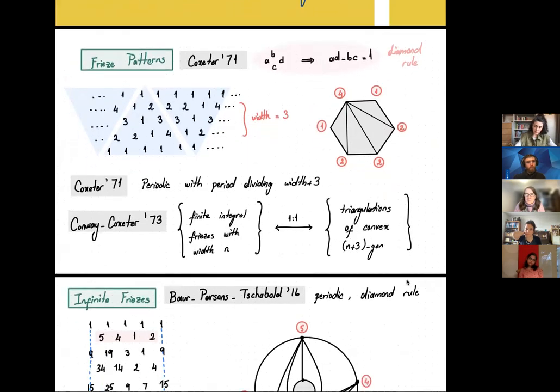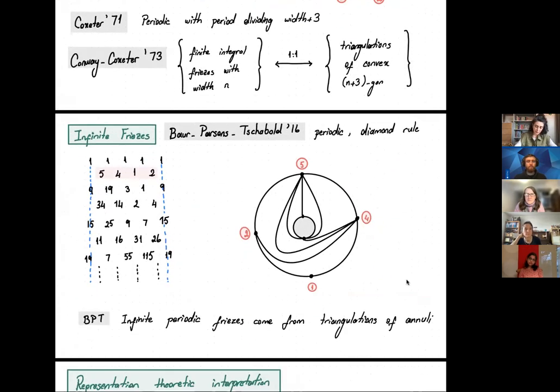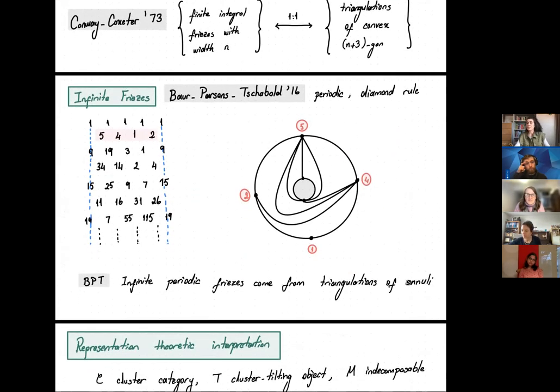And there are some generalizations of this. I will briefly mention one. These are called infinite Friezes. They have a similar rule. Again, they are periodic. They have the diamond rule. The only difference is that the width is not finite. And you see an example here in my slide. And these were studied extensively by Baur, Parsons, and Tschabold, and they show that such Friezes come from triangulations of an annulus. And the combinatorial rule is also very similar.